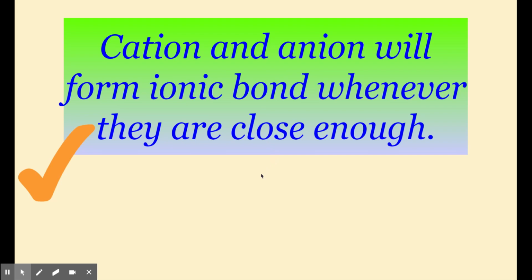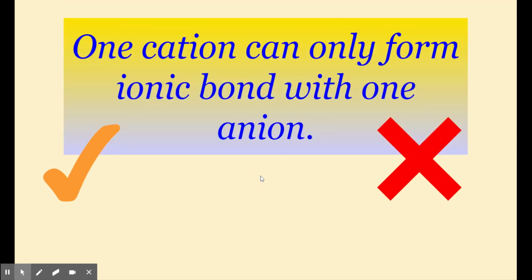When you have numerous magnets joining together, you don't really care whether they are ball-shaped magnets or thin sheet-like magnets. When they get close enough to each other, they will have attraction with each other. Second question: one cation can only form an ionic bond with one anion. Is this correct? Well, the answer is no.